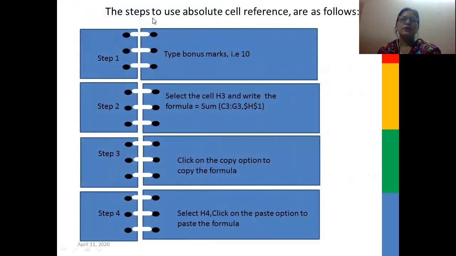The steps to use absolute cell reference are as follows. Step 1, type bonus marks, that is 10. Step 2, select the cell H3 and write the formula equal to sum C3 colon G3 comma $H$1. Step 3, click on the copy option to copy the formula. Step 4, select H4, click on the paste option to paste the formula.